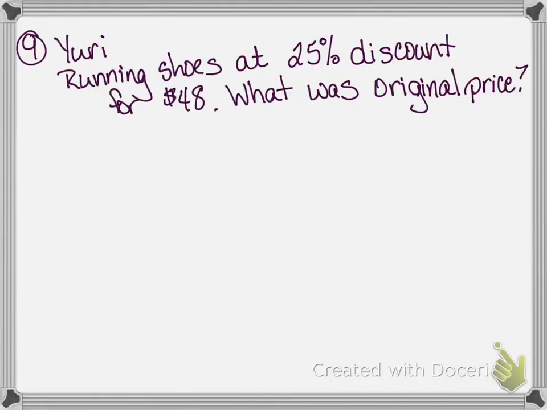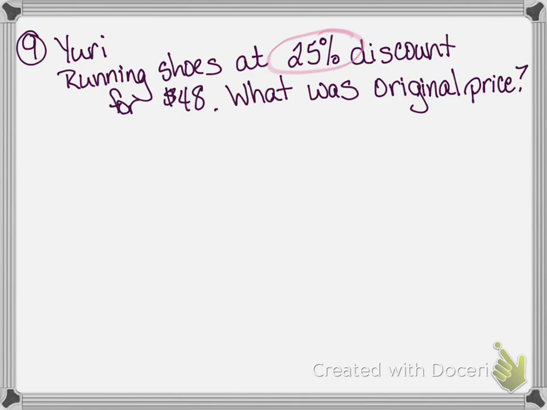Number 9 says Yuri bought a pair of running shoes at a 25% discount sale for $48. What was the original price of the running shoes? Students typically mistake this one because of the 25%. The 25% was the discount price. So if we took 25% off of the original value, then we would get 48.